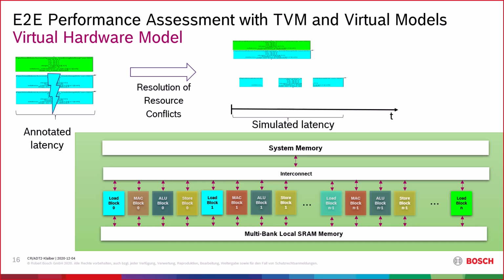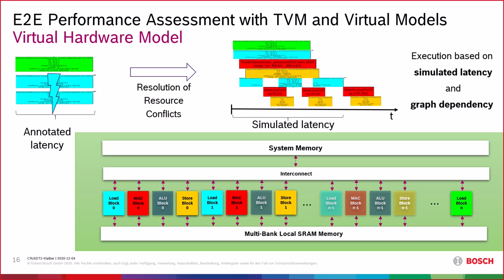So the upper one gets full access all the time, and the lower one has these interruptions in between. So we go from annotated latency to really simulated latency that represents the actual functionality of the hardware. The same thing holds true for dependencies. So a load block that is delayed cannot trigger a MAC block, and a MAC block that is delayed cannot trigger a store. So these have to be delayed as well. So our simulated execution is based on simulated latency and the dependency that is given in the graph.